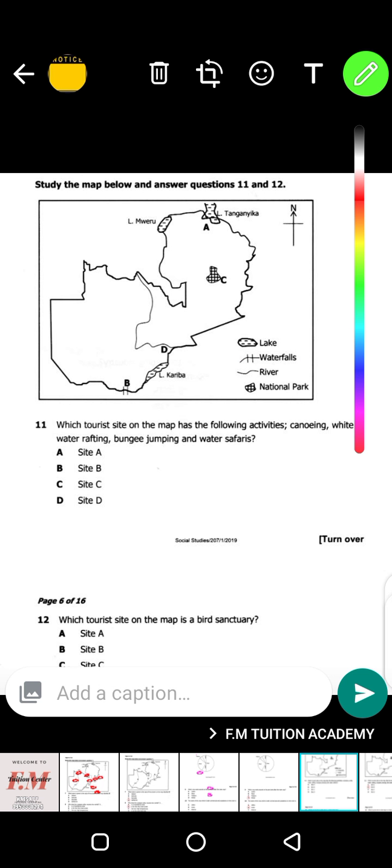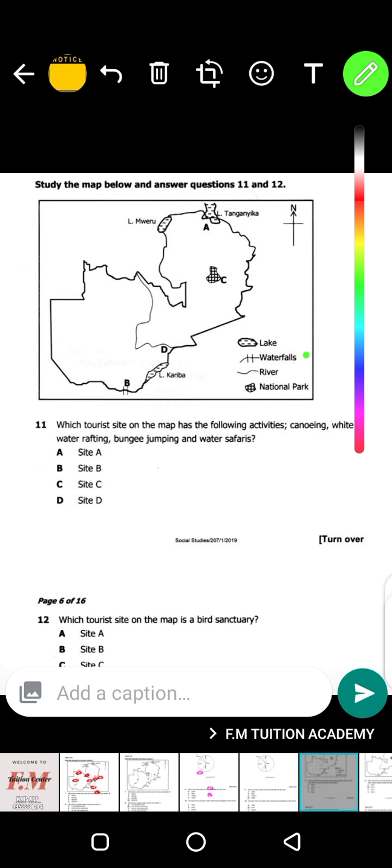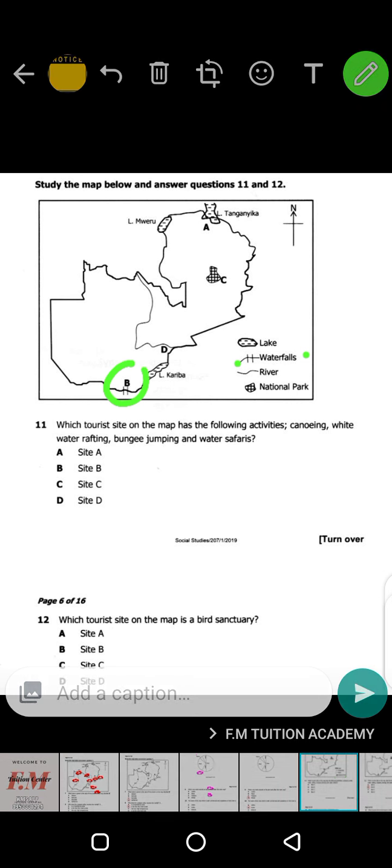So this is a falls. The symbol for the falls is this one. You can see it, I've just ticked it. This one is a symbol for the falls. So it means the answer is B.